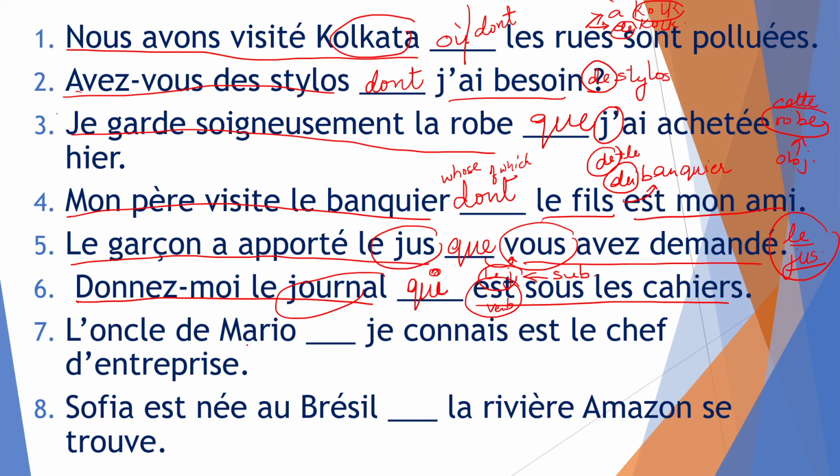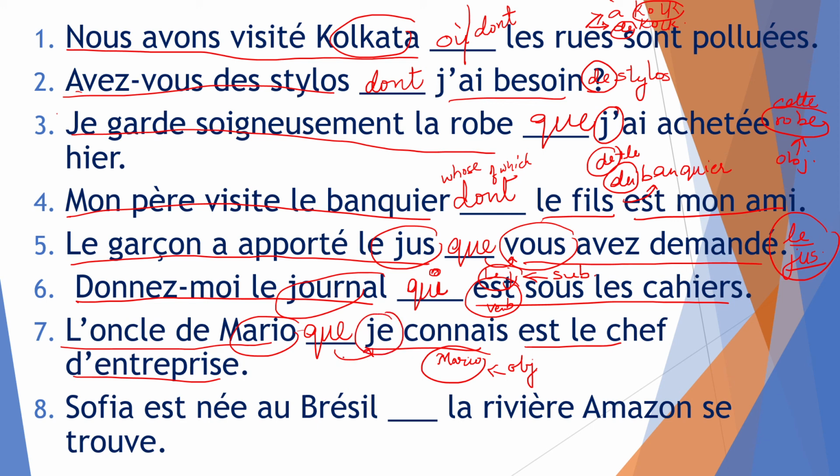Then, l'oncle de Mario — je connais est le chef d'entreprise. So if you split this up, l'oncle de Mario est le chef d'entreprise. The second sentence is je connais Mario. Now what is the common factor here? Mario. And where is it placed in the second sentence? It is the object, so you have to put que. Now you can check that que is always followed by a noun or a pronoun.